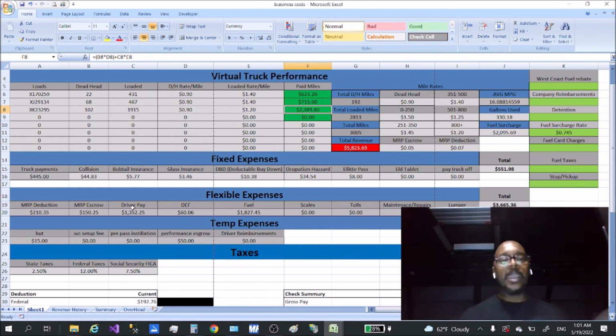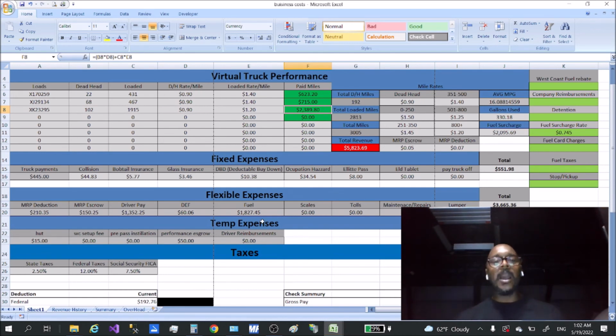All right, driver pay. Now this is what I pay myself, but this is not the total money that I actually made for the business. The other business money, I put to the side, but this is what I'm paying myself as a driver. So I'm actually paying myself as a business owner. My debt, I spent $60. My fuel cost was $1,827.